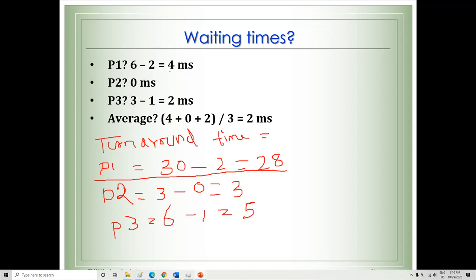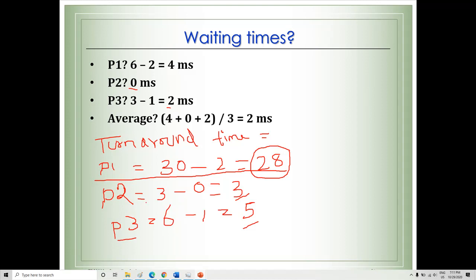Its waiting time is 4 millisecond, but its turnaround time is 28. That means it spends 28 milliseconds inside the system. For process 2, the waiting time means how much time it was waiting in the ready queue. So the total time it was spending in the system is turnaround time. So process 2 turnaround time is 3, its waiting time 0. Process 3 turnaround time is 5, its waiting time is 2.